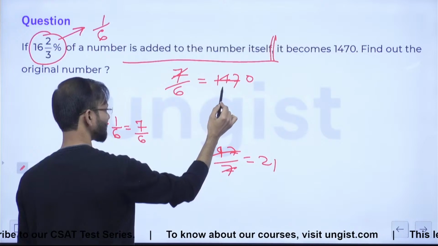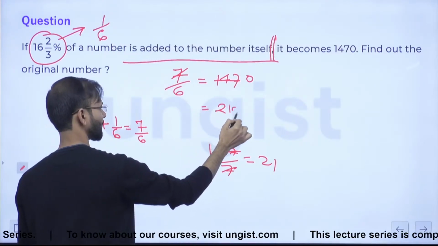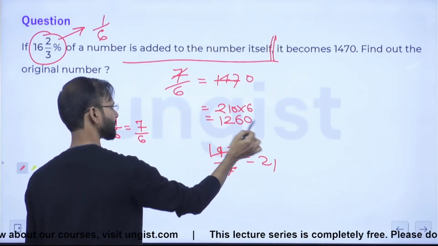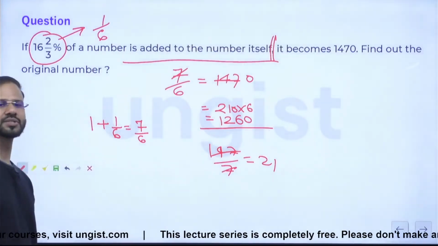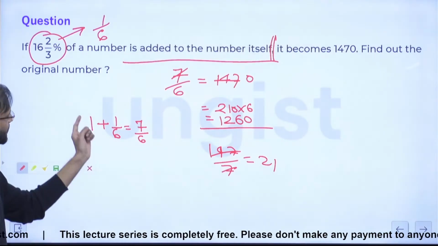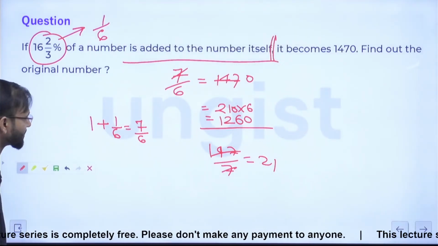So this is 210. This is 210 into 6. The number is 210 into 6. Guys, what is this? 1260. So the original number is 1260, everybody. Right? So this is the first process. Right? One more process, as I promised.